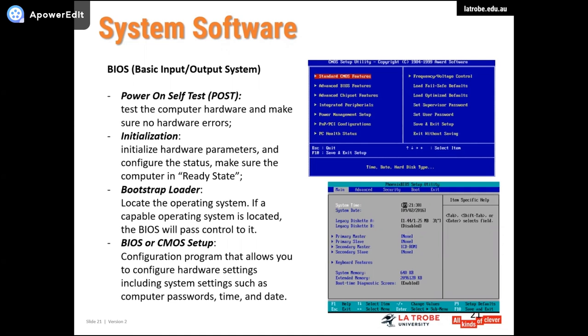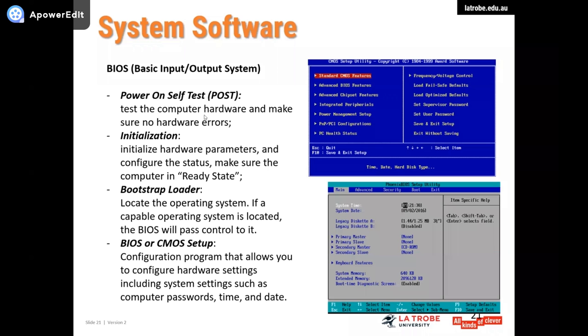So what does BIOS do? When you turn on your computer, BIOS will do the POST operation. POST means power-on self-test. It tests your computer hardware and makes sure there are no hardware errors. It checks that the memory stick has been correctly inserted, the hard drive is there, the CPU is working fine, something like that.